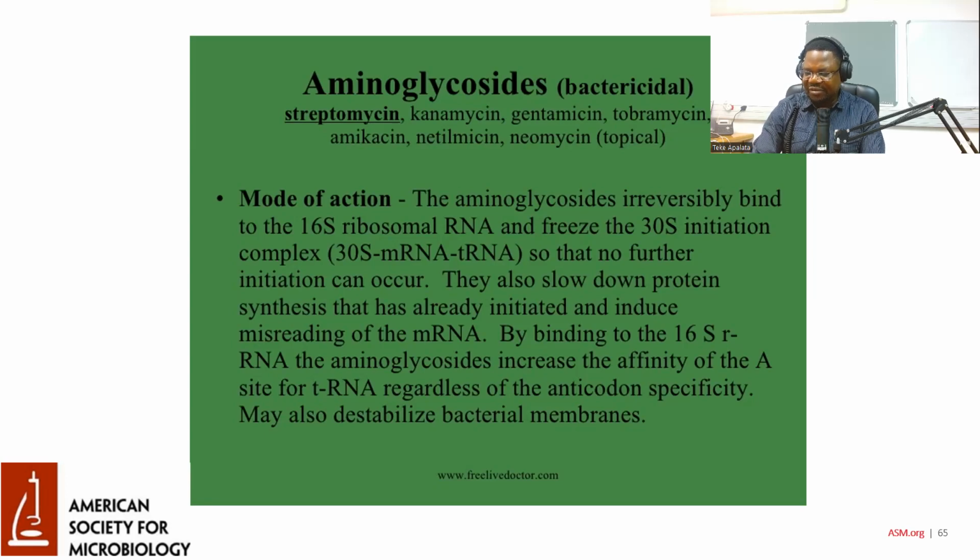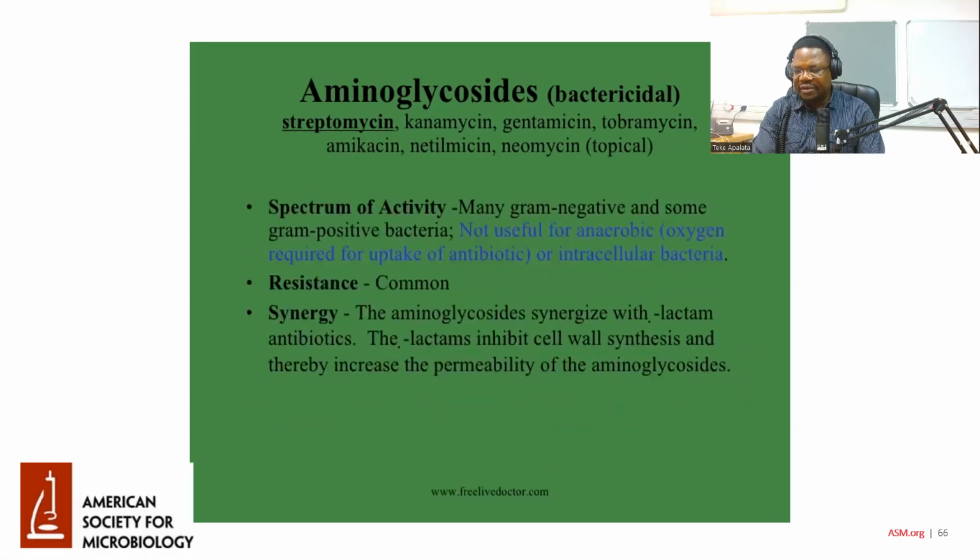By inducing misreading of the messenger RNA, the information that the messenger RNA will bring to the transfer RNA will be misread, and the wrong amino acid will be brought for the formation of wrong proteins. By binding to the 16S ribosomal RNA, the aminoglycoside also increases the affinity of the A site for the transfer RNA, regardless of the anticodon specificity. So this is actually what happens.